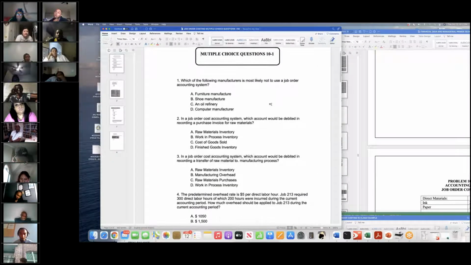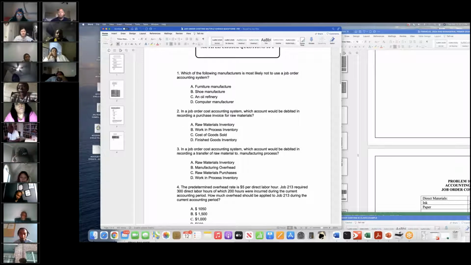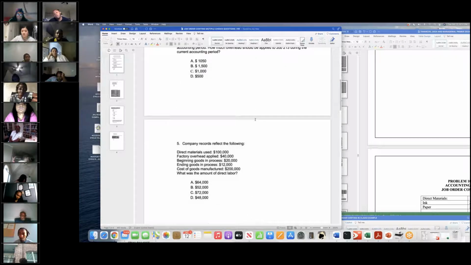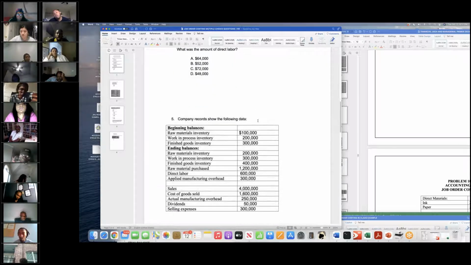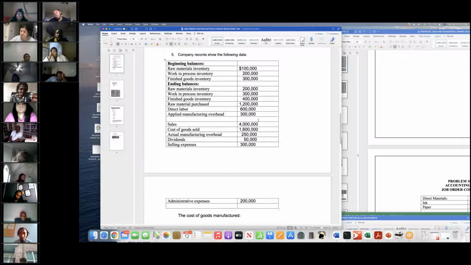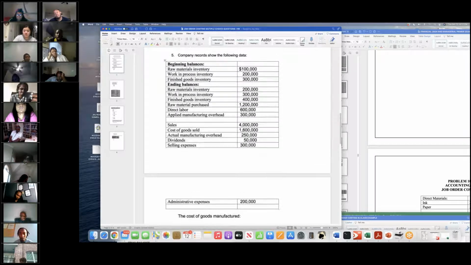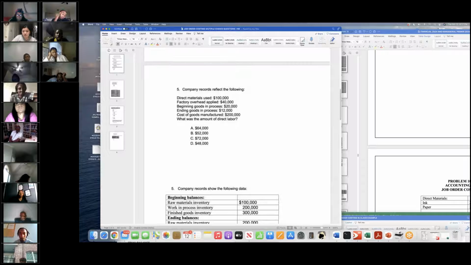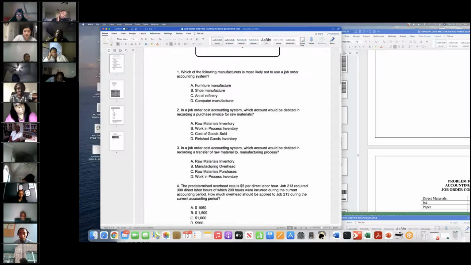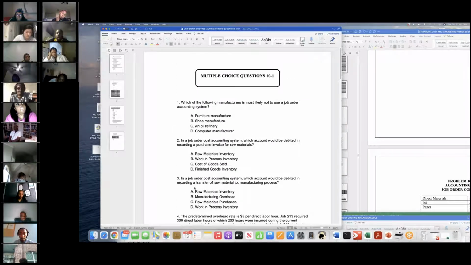So here we're going to stop looking at it in mass. You'll do that later. But we simply want to look at these multiple choice questions, looking at just a part of the process, and then get into cost of goods manufactured. So the first one: which of the following manufacturers would probably most likely use a job order system?